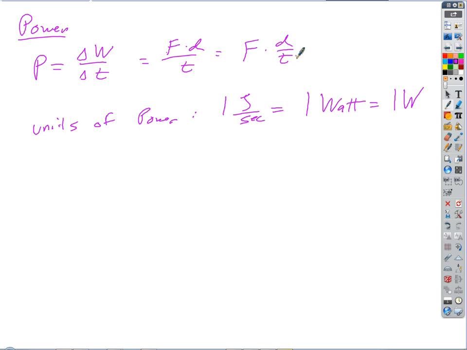And what's distance over time? Speed, right? So power is equal to force times speed in the case that the force is constant. Another way to think of it: if you can pick up a 1,000 newton object at 2 meters per second, that's 1,000 newtons times 2, in standard units, which is 2,000 watts of power. Does that make sense?